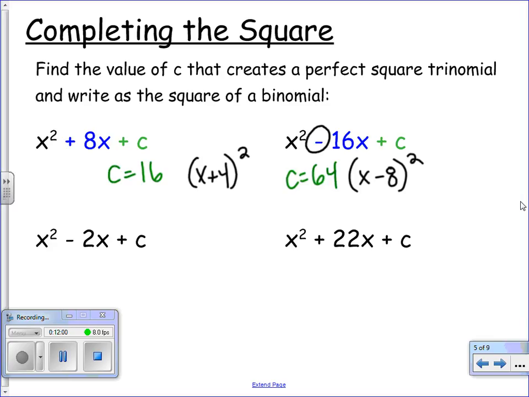We've got x squared minus 2x plus c, and then x squared plus 22x plus c. So see if you can do those same two things. Find the number that completes the square and then write it as the square of a binomial.